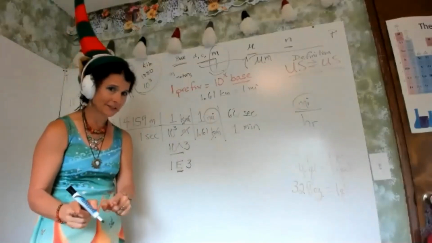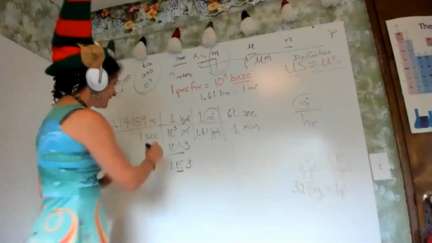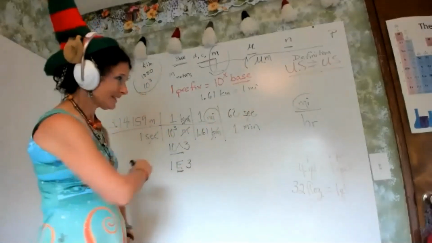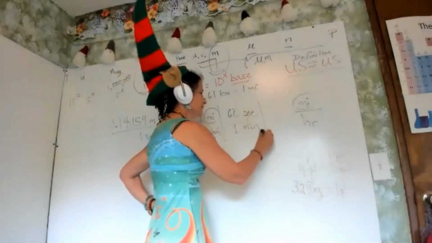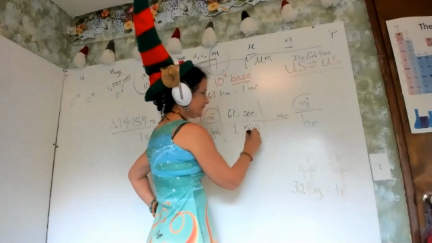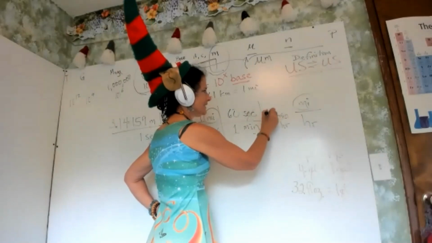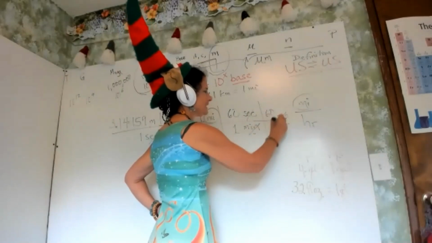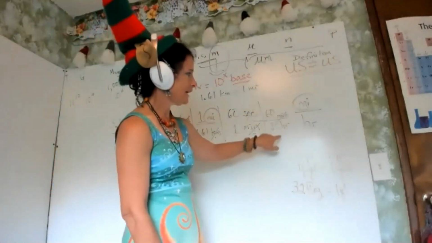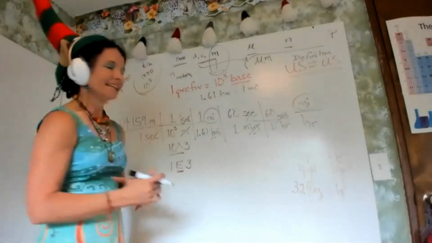I like to cancel units. I recommend, again, it's a recommendation, that you always cancel your units. The students who do that actually do better because they don't get lost. Now I'm here with minutes. So since it's in the denominator, I pull it up and I go to hours. 60 minutes in 1 hour. My minutes cancel. The only units I have left are miles on top and hours on the bottom. So we did it. It takes practice.